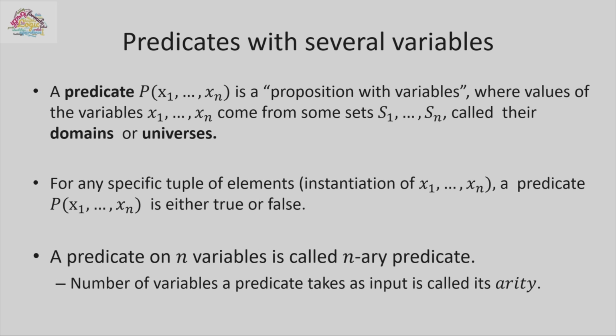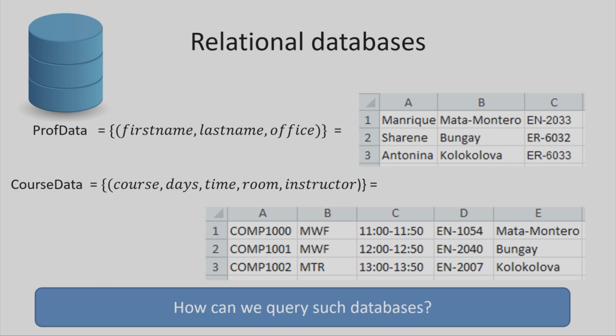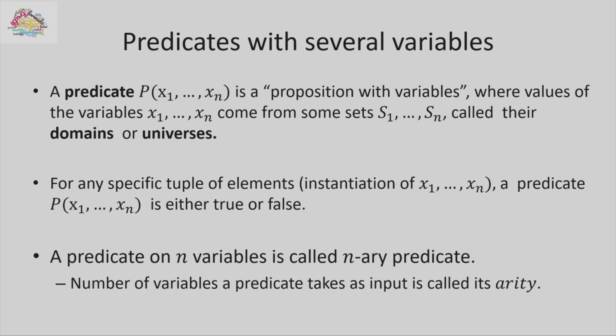Because you may want a predicate for that prof data, which wants to take 3 variables, one for first name, one for last name, and one for office. Or we may want a predicate for course data, which takes in 5 things. So in general, a predicate is, again, a proposition with variables, where it can have multiple variables.